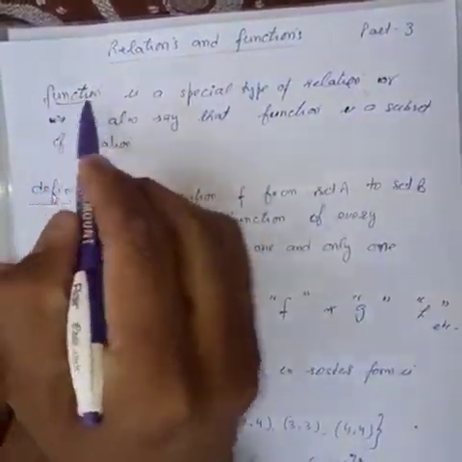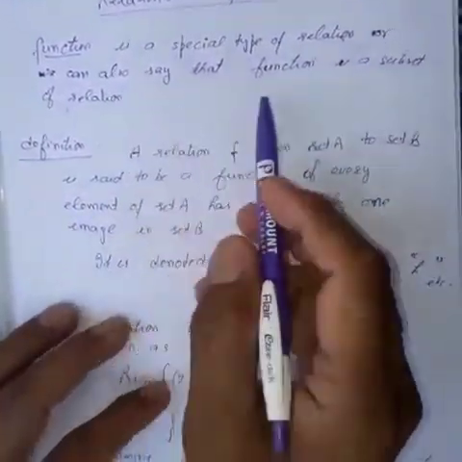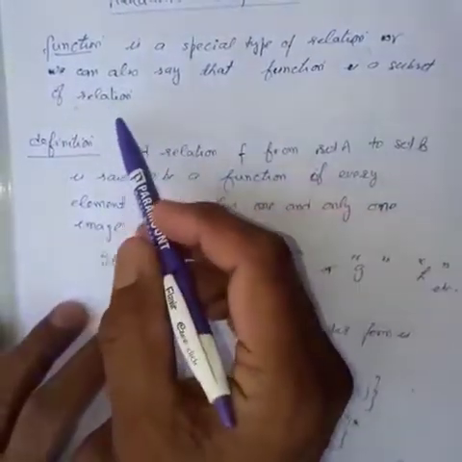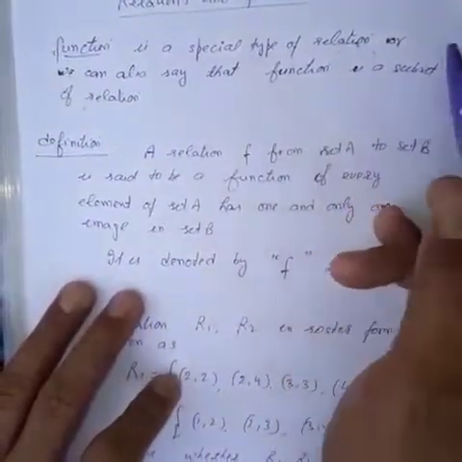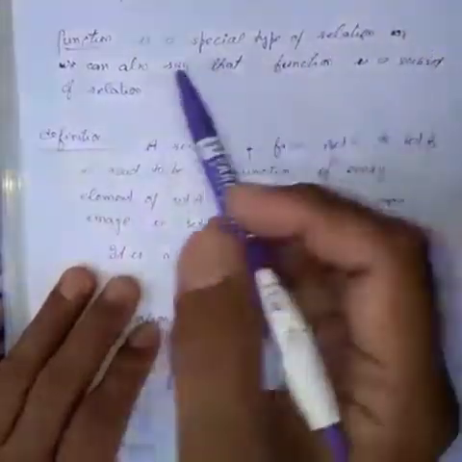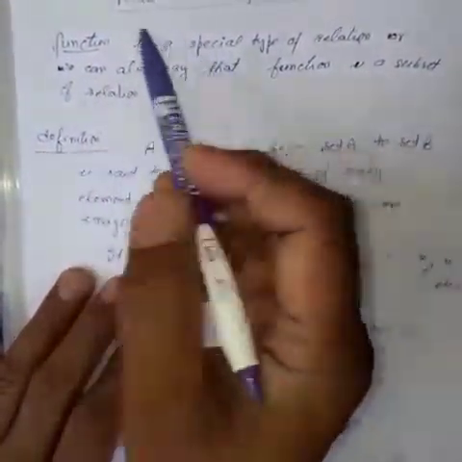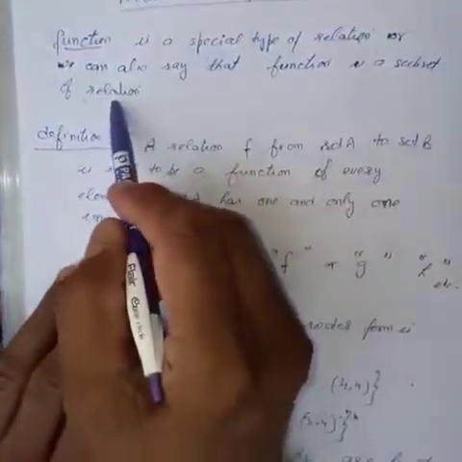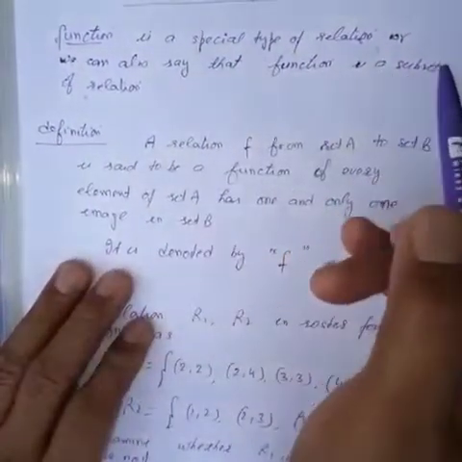Now a function is a special type of relation, or we can also say that a function is a subset of relations. We have done relations earlier. A relation, we know, is a subset of the Cartesian product set. Now a function is a subset of relations. It means a function can be a relation, but the reverse is not true. All relations cannot be functions. Similarly, a relation can be a subset of the Cartesian product set, but all elements of the Cartesian product cannot be elements of the relation set.